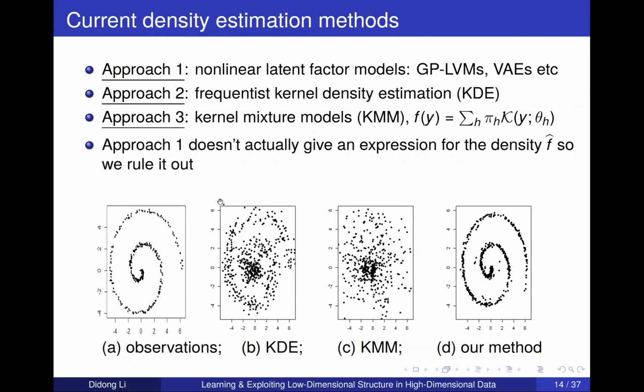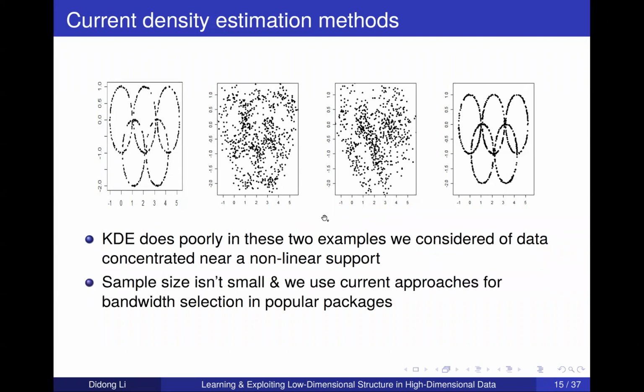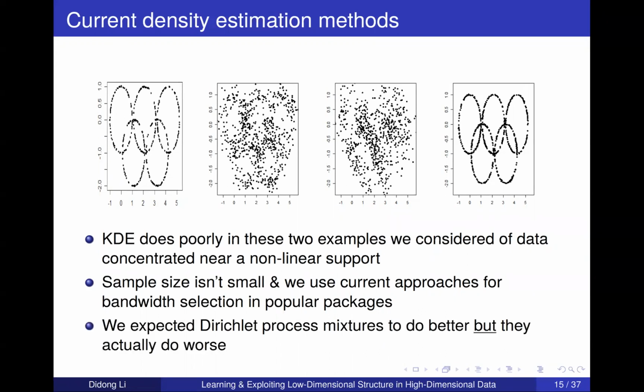And it's a similar story for the Olympic rings. You can see five clear rings from our algorithm, but the kernel mixture model completely fails. The kernel density estimator kind of works in some sense; you can barely see the five circles. The sample size is not that small, and we are using some currently very popular packages for bandwidth tuning, but still they don't work well.